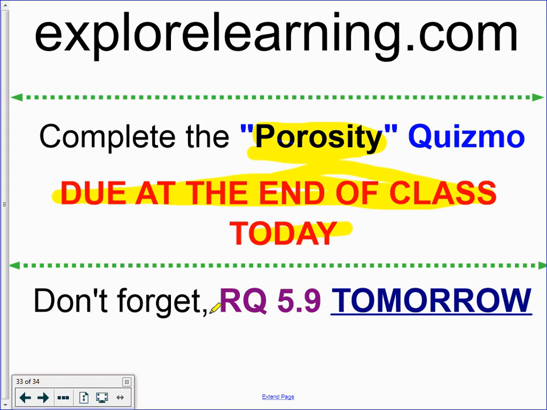Remember that I pushed the reading quiz until Friday, and the reading quiz is on groundwater. Section 5.9 in the book is on groundwater. If you haven't read it yet, get that read by tomorrow so you do well on your quiz. If you have any questions while you're working, please email me.